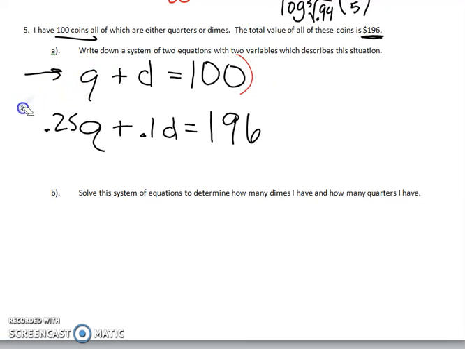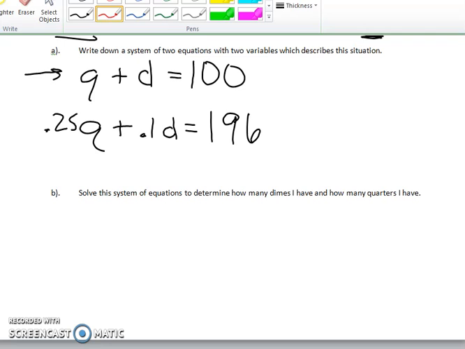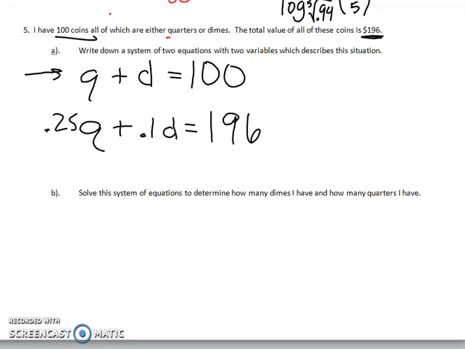So if we take a look, the first part of it was still correct. It says I've got 100 coins. So if I've got 100 coins and I'm dealing with quarters and dimes, those are the only two types of coins that I have. I know that the number of quarters plus the number of dimes has to add up to give me 100 coins. So that one was correct.